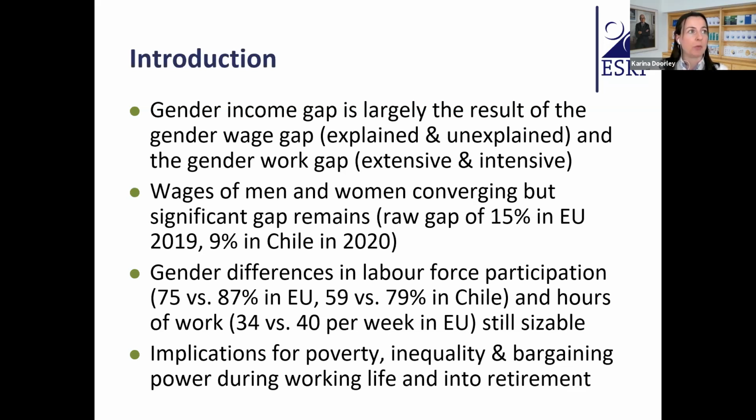When we think about the gender work gap, we can think about the extensive margin and the intensive margin. At the extensive margin, men are more likely than women to be in the labour force, so to be participating, but they're also more likely to work longer hours if they are participating. So the result of the gender wage gap, explained and unexplained, and the gender work gap at the intensive and extensive margin is a gender income gap that has been reducing over the last number of decades, but which is still quite sizable across countries. To give you an example, over the last few decades, the wages of men and women have been converging in the EU, but there's still a significant gap remaining. In the EU, that gap was estimated at about 15% in 2019.